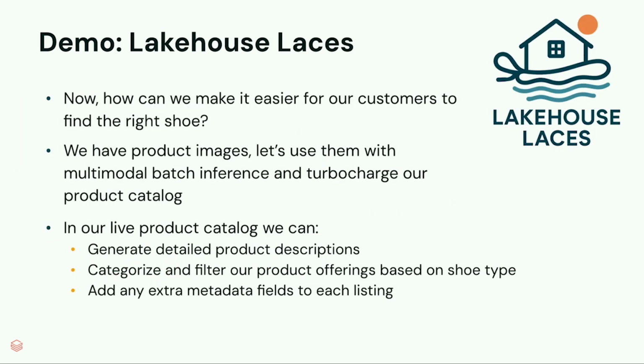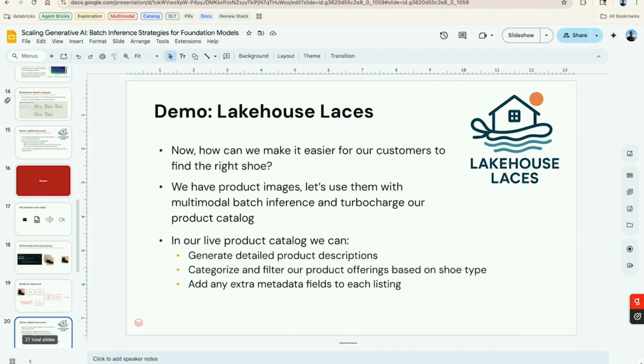So let's say we wanted to make it easier for people to find the right shoe. We have product images. Let's let our own internal folks use this multimodal batch inference to look at our product catalog.